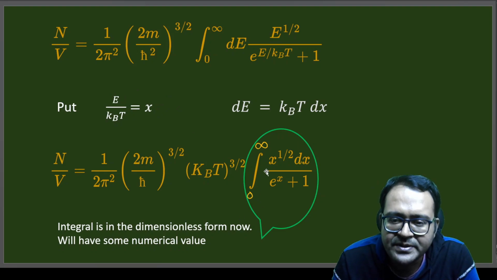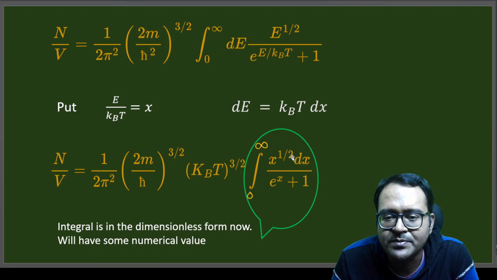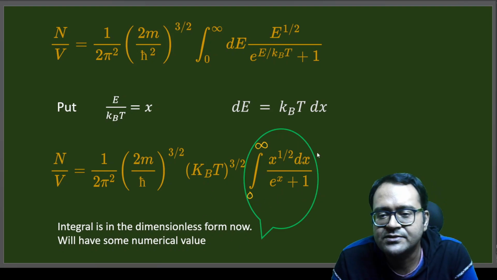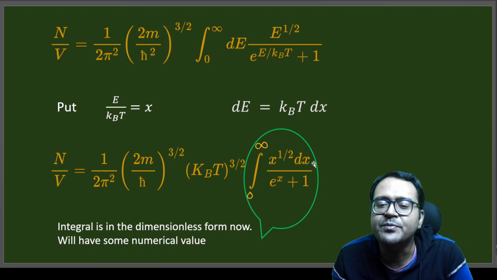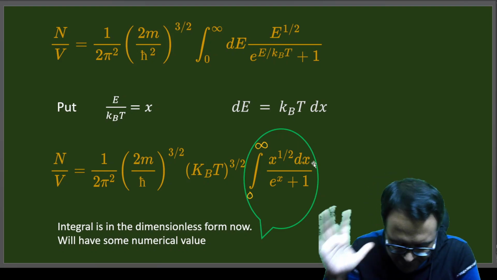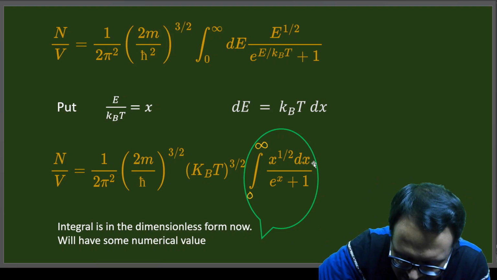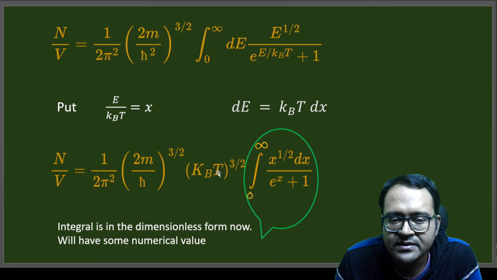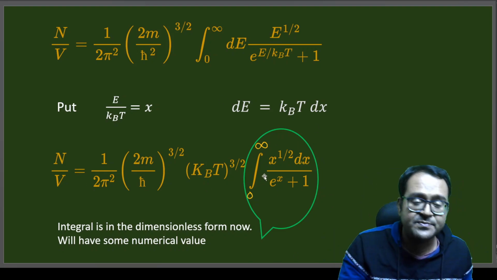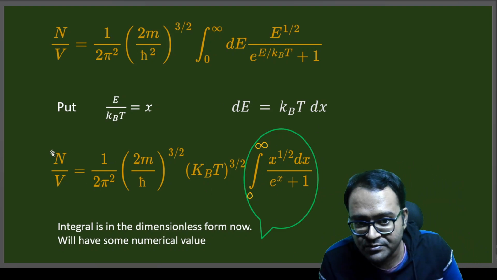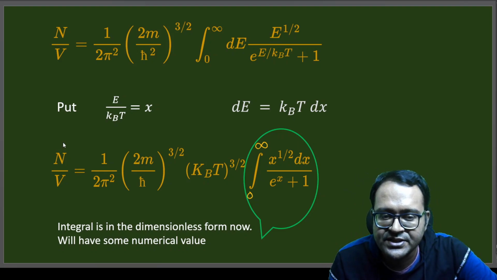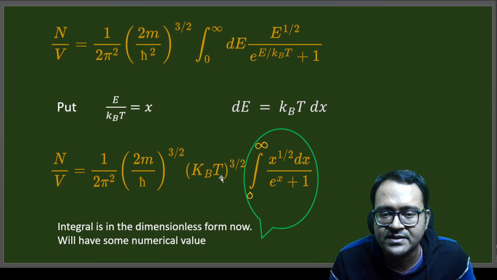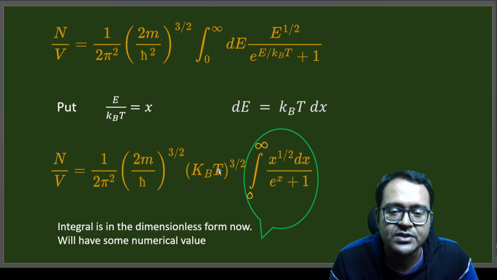So the integration limit remains the same, and the integration will be x to the power half dx over e to the power x plus 1. This integration is in dimensionless form, and it will have some numerical value. Not infinity, but some number, say even from minus 10,000 to plus 10,000, it will have some numerical value. So that gives you your expression for N by V, and you intended to find how this integral depends on temperature. You got your answer: the integral depends on T to the power 3 by 2.